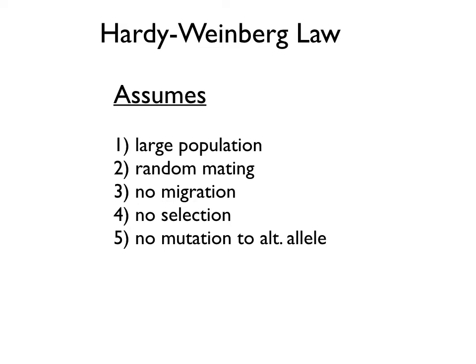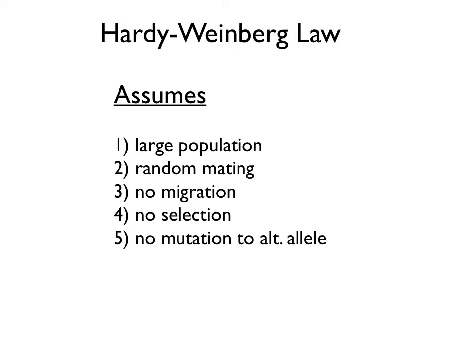The reason it's a null hypothesis is because we use it to determine whether our observed genotype frequencies are different than we would expect. They would be different than we would expect if one of these things is happening: if the population's too small, if the mating is not random, if there's lots of migration, if there's lots of selection, if there's mutation to this gene. If those things are happening, they would cause the Hardy-Weinberg equation to not accurately reflect or predict genotype frequencies, okay?